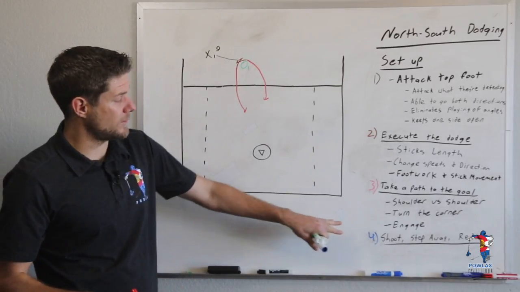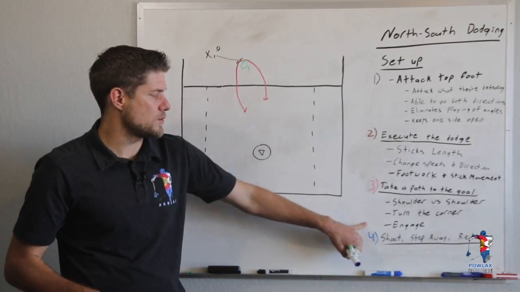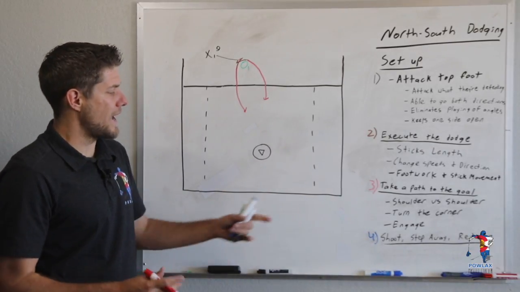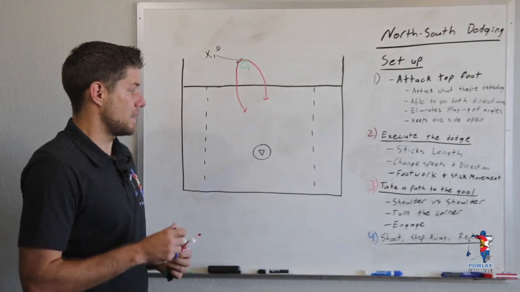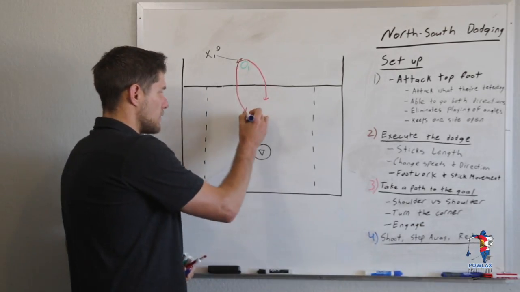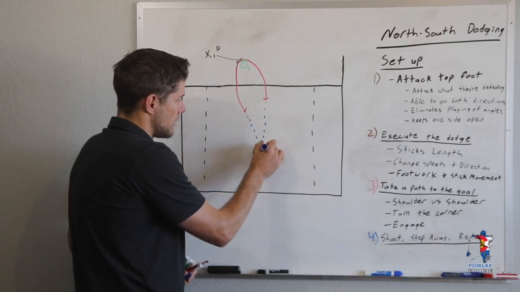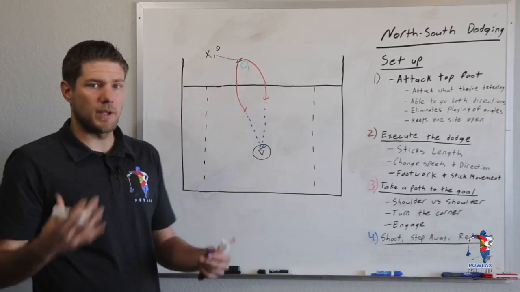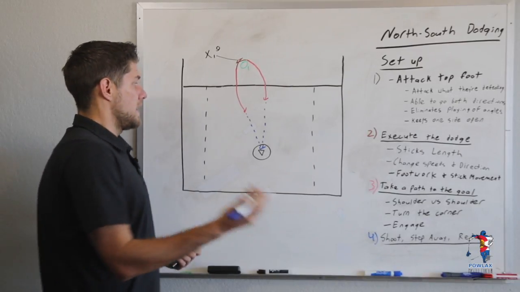Once we've taken a path to the goal, we've put our shoulder versus his, tried to turn the corner, engaged with him, which means pushing towards him, now we've got to figure out what we're going to do after this. And we basically have three main options. First, if we get to the middle of the field, we can definitely shoot. Odds are there might be a slide coming, but if we beat our man and nobody comes, we want to try and score. The next thing we can do is step away.